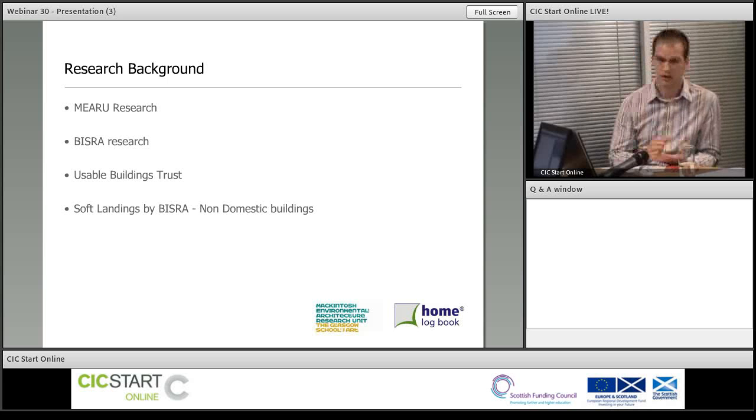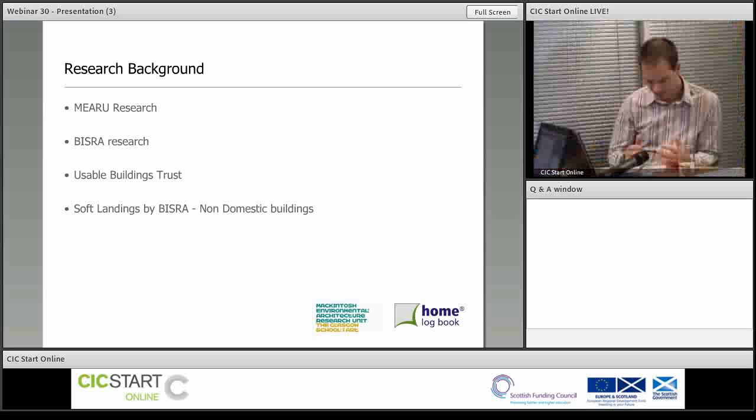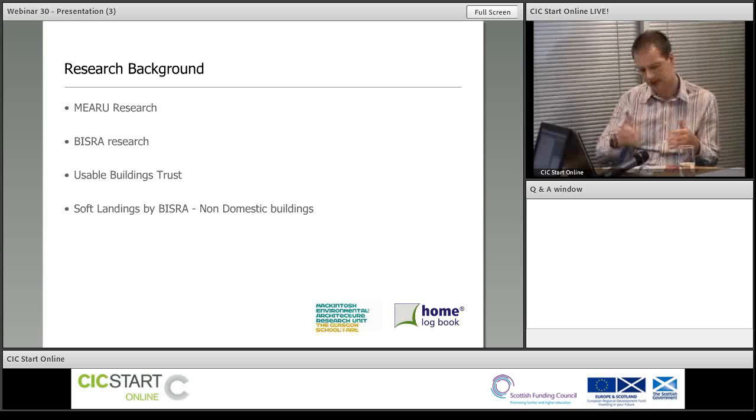That's also backed up by work that's been done by BISRIA. It's research that they've done on what happens to buildings after they've been occupied. So they've developed a soft landings project for non-domestic buildings, which helps people settle into the building. Once they've moved in, they learn how all the systems work, and they help users understand how they work.